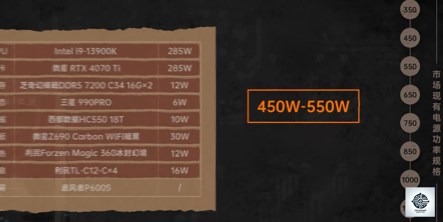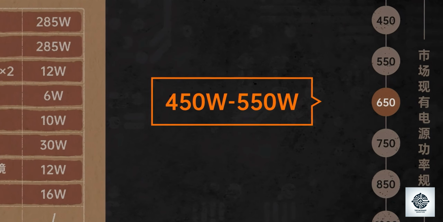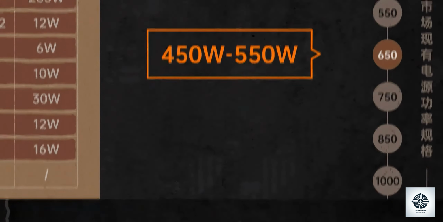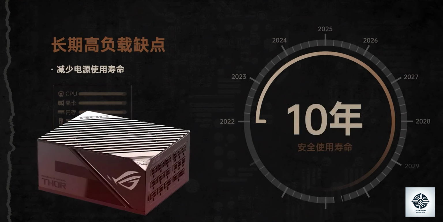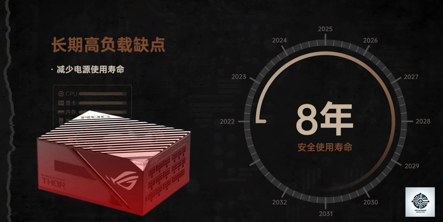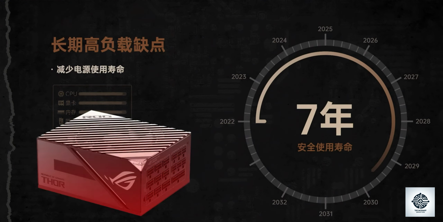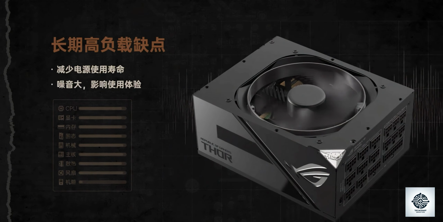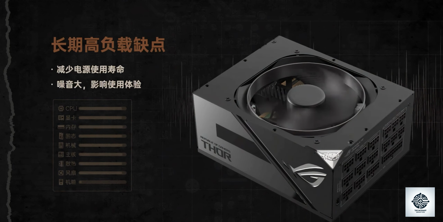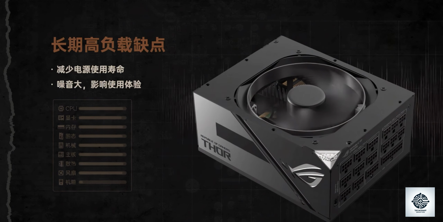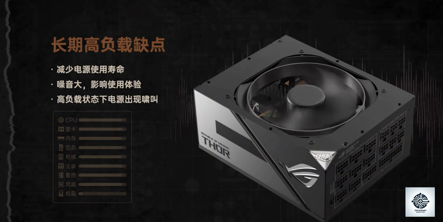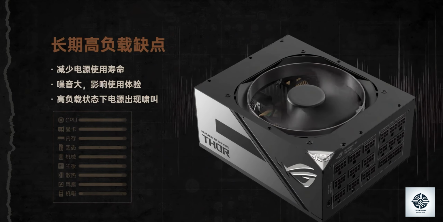So, is a 650 watt power supply enough? The answer is no. Running at high load for extended periods will increase the internal temperature of the power supply, which can negatively affect its lifespan. Moreover, when the power supply operates at high load, the fan will spin faster, generating more noise. Some power supplies, due to their design and internal structure, may experience reduced efficiency under high load conditions, which can negatively impact the user experience.